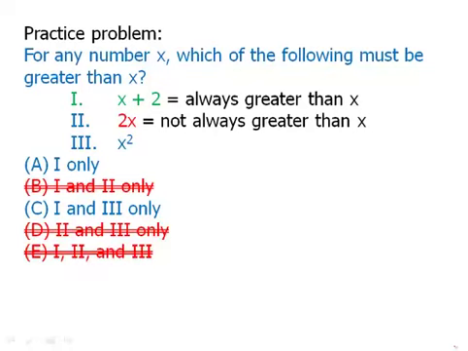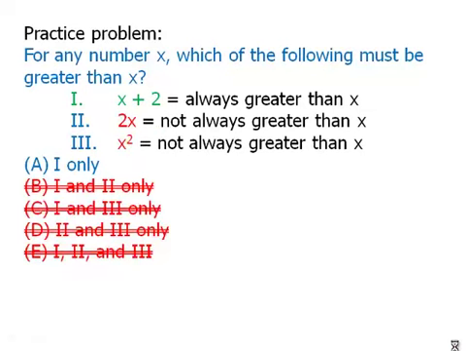And also, think about the decimals between 1 and 0. If we square 1/2, we get 1/4. And 1/4 is less than 1/2. When we square fractions, they get smaller. And so that means that this final one is not always true, and so we can eliminate the other answers, and just by process of elimination, the only one that works is answer choice A.